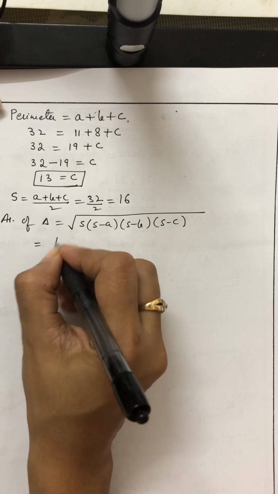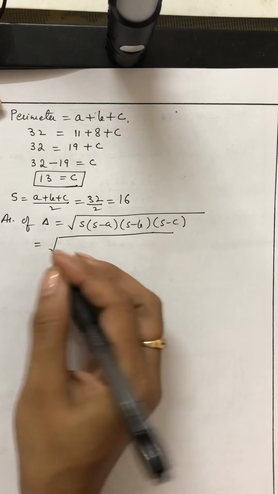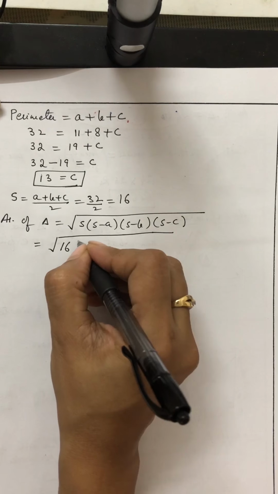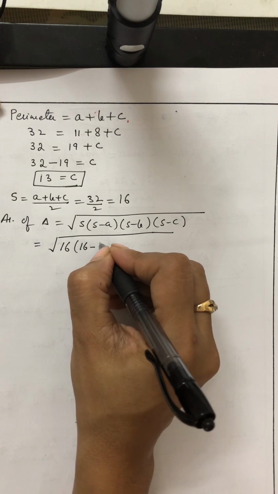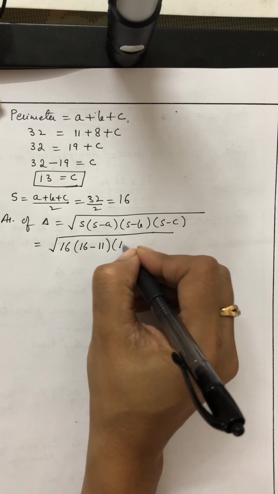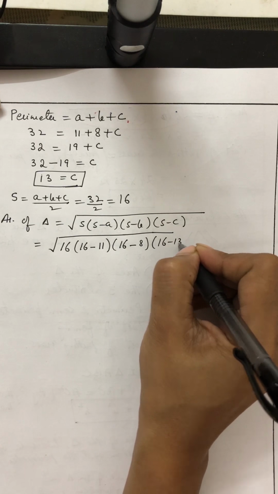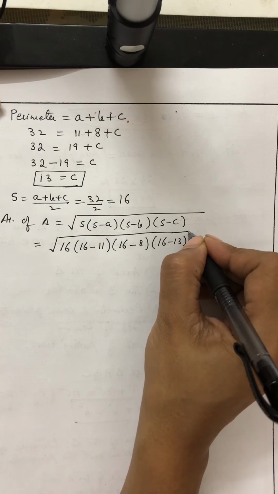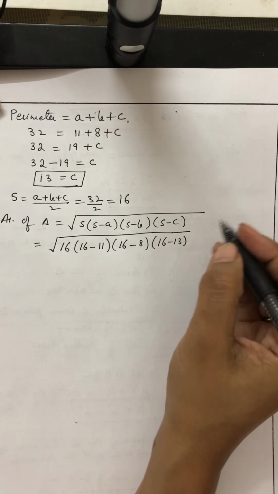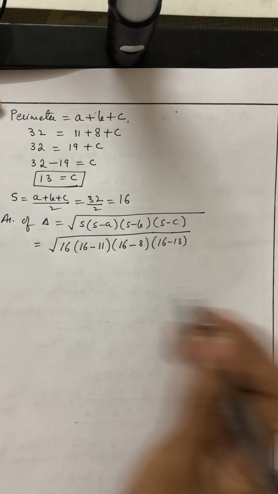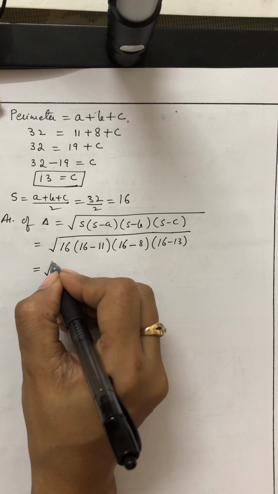You have remembered the formula. It's a simple formula. S is 16. This is 16 minus 11. This is 16 minus 8. And this is 16 minus 13. As I told you earlier also, the square root should come on the entire numbers written here.